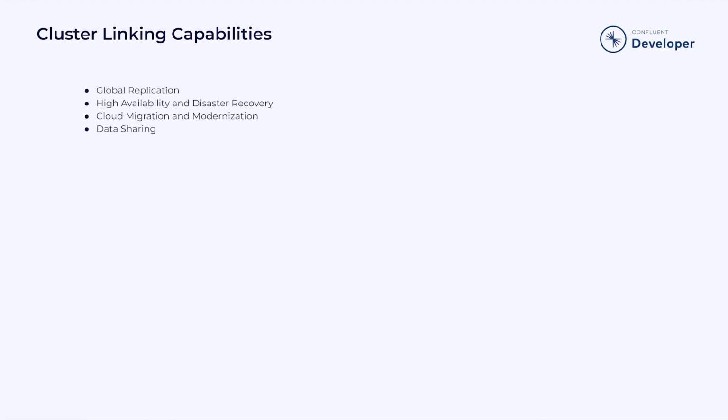Cloud migration and modernization, for when you need to migrate from an older cluster to one in a newer environment, region, or cloud. Or maybe you'd like to modernize your existing architecture. And data sharing and aggregation, where you're exchanging data between different teams, lines of businesses, and organizations, or combining data from smaller clusters into one larger one. With all of these capabilities working across your on-premise environments, whether it's Apache Kafka or Confluent Platform, and Confluent Cloud, whether you're using Amazon Web Services, Google Cloud, or Azure.